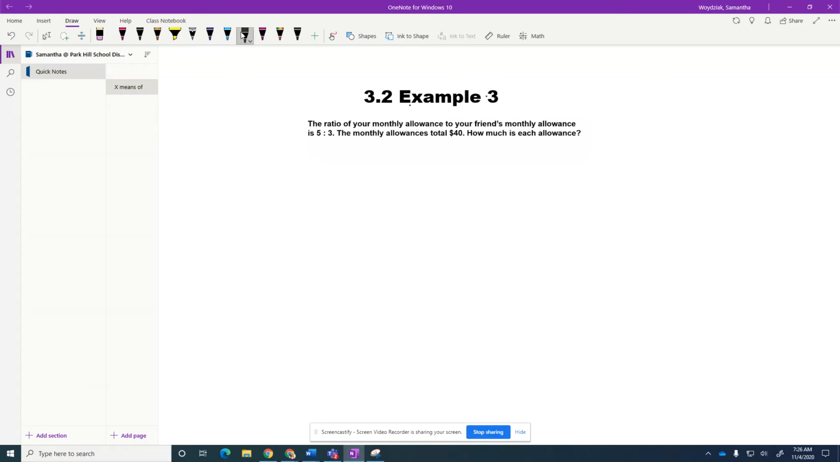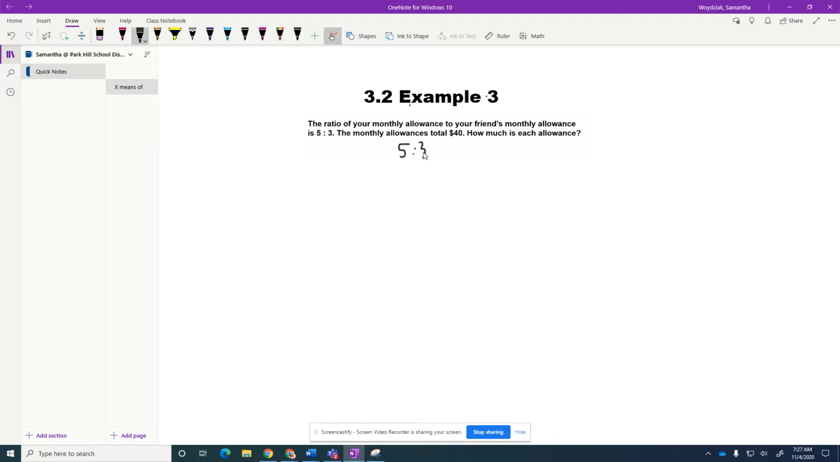3.2 example 3. The ratio of your monthly allowance to your friend's monthly allowance is 5 to 3. The monthly allowances total $40. How much is each allowance? So what we need to do here first is I'm going to rewrite my ratio.